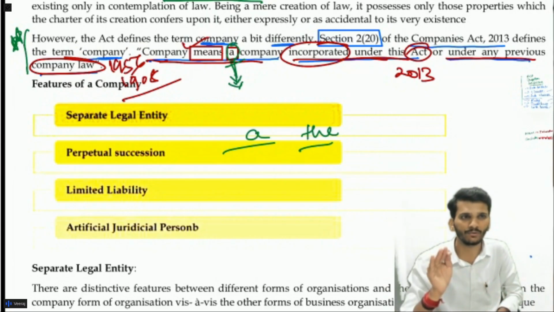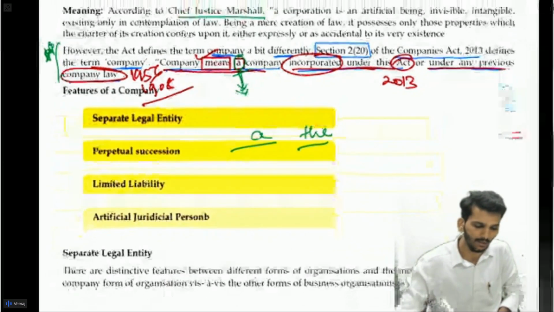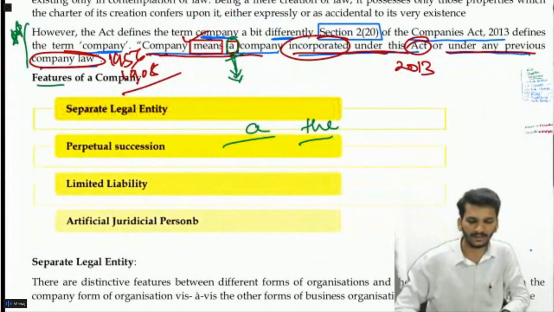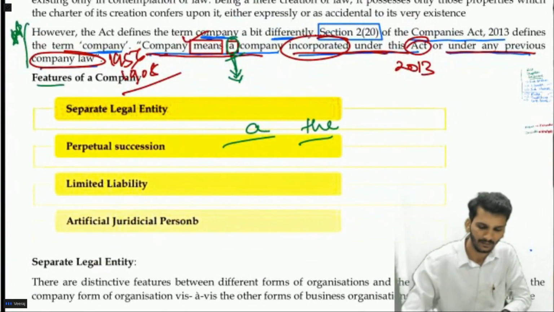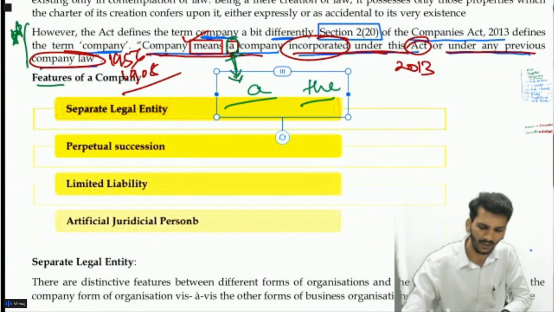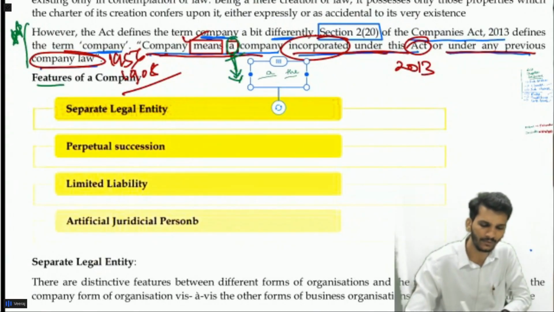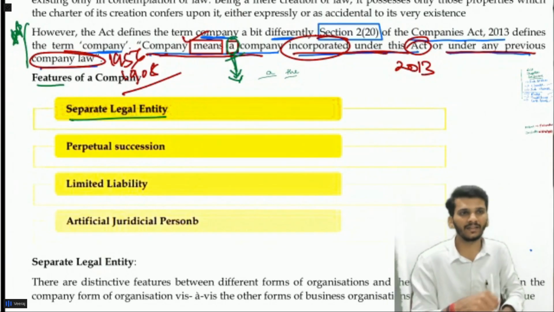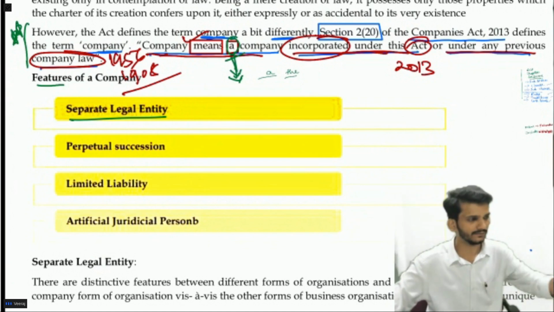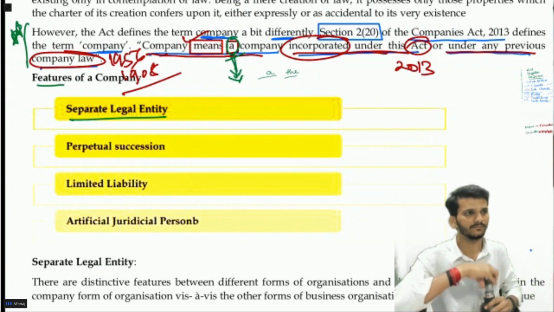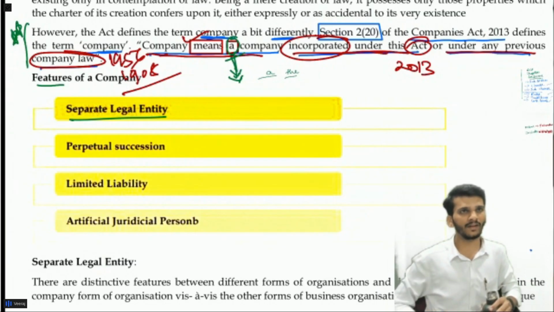Is that okay? Understood? Now there are certain features of the company. What are some features of the company? The first feature is, have you studied this Companies Act in your PUC? Company is a separate legal entity. What do you mean by separate legal entity? Company is different and shareholders are different.